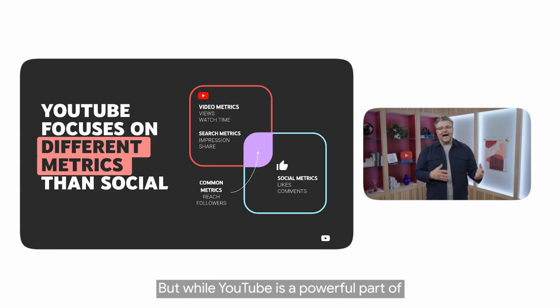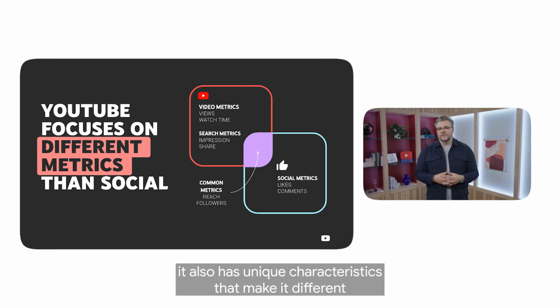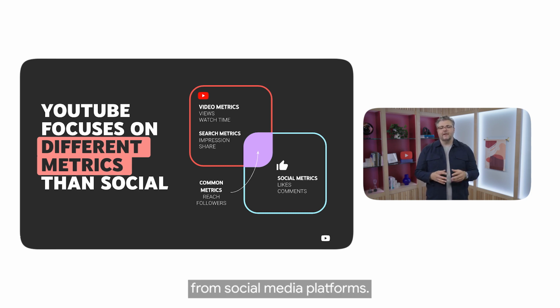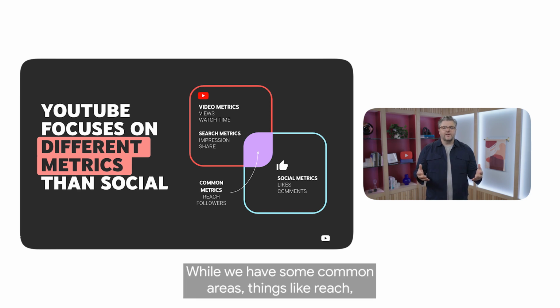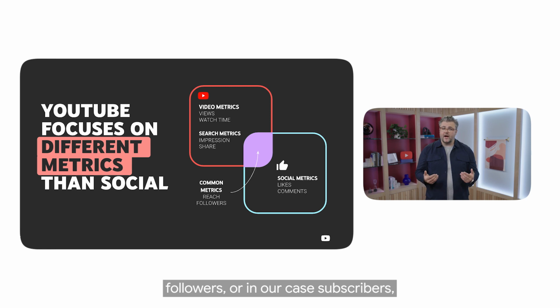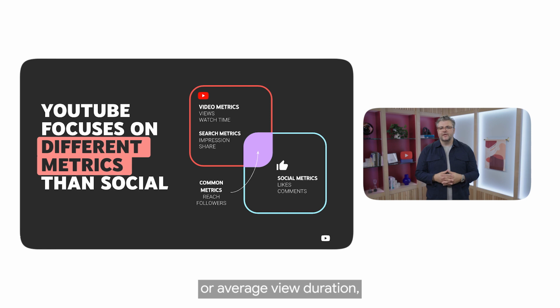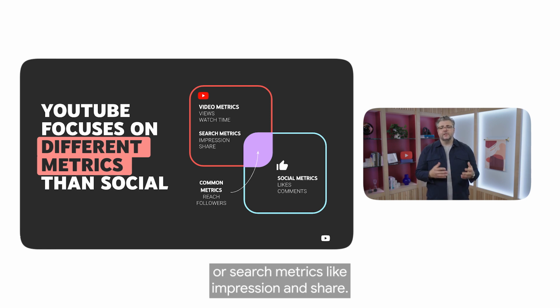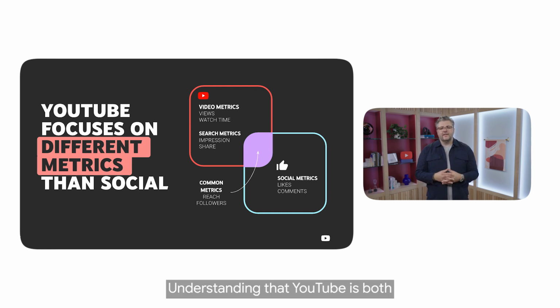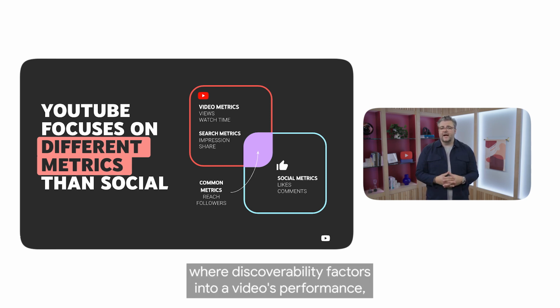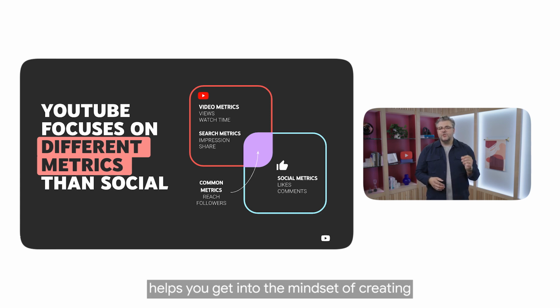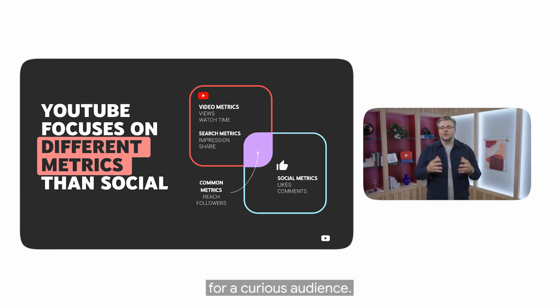But while YouTube is a powerful part of your overall digital strategy, it also has unique characteristics that make it different from social media platforms. While we have some common areas, things like reach, followers, or in our case, subscribers, we also have unique metrics like watch time or average view duration, or search metrics like impression and share. Understanding that YouTube is both a video and search platform where discoverability factors into a video's performance helps you get into the mindset of creating for a curious audience.